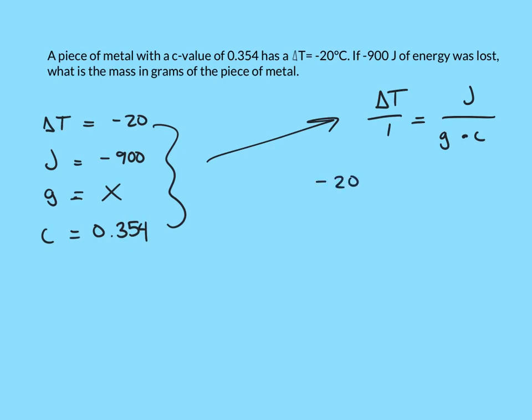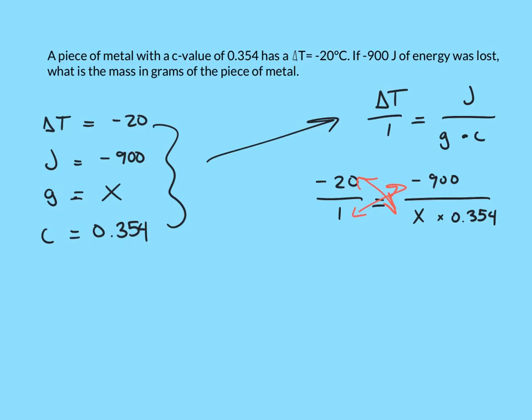Now I'm going to take these numbers and plug them in over here. So the delta T is negative 20, and that's over 1. Now the joules is negative 900 on top, and then the grams is my unknown, and I'm going to multiply that by 0.354 on the bottom. Now, like I did before, I'm going to cross multiply and divide.